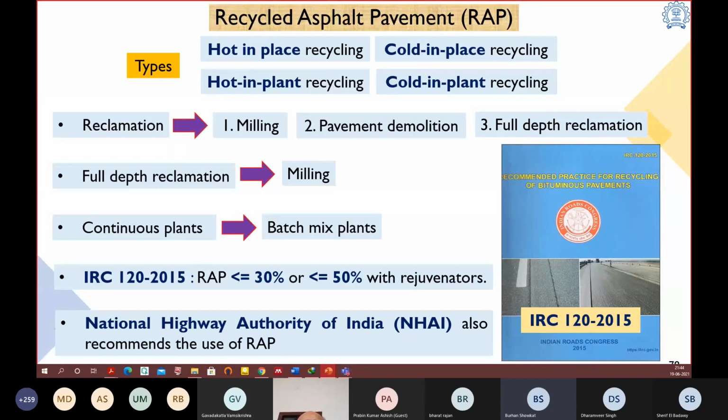As far as the recycling technologies are concerned, we can divide them into two parts: in place and in plant. Each of these technologies in turn has two variants, hot and cold. In the hot process, the existing pavement is heated by radiation and then it is milled or scarified, whereas in the cold process, the pavement is reclaimed by cold milling. These have been listed here.